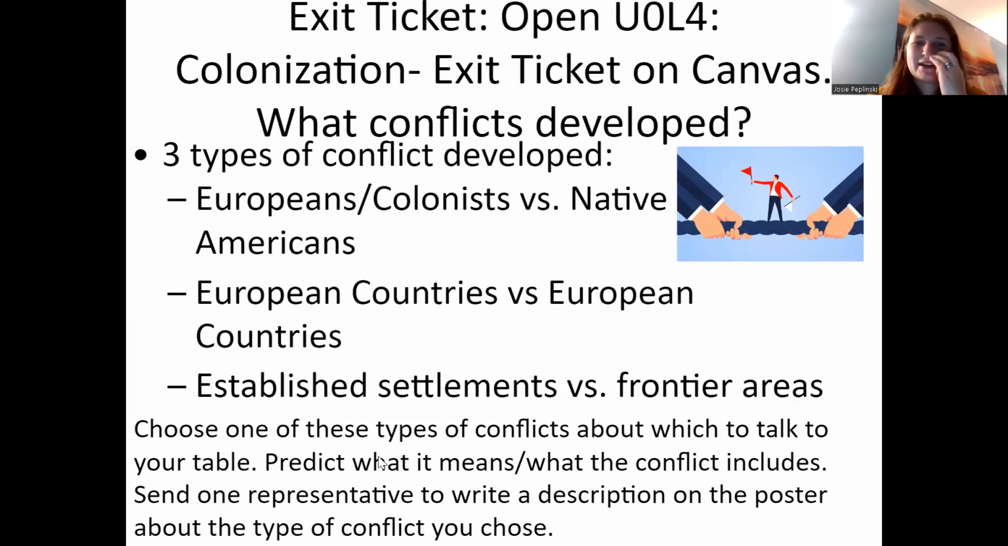So for your exit ticket, I want you to think about one of these three categories. If you're in person with me, talk to the people around you about it and come up with a little description about what this conflict might include. You write out some, like one sentence or some phrases that come to mind, things from today or things that you predict happening in next lesson and in the upcoming lessons.